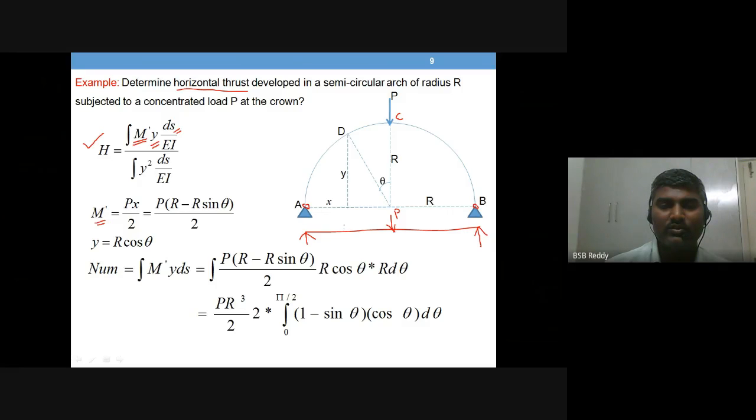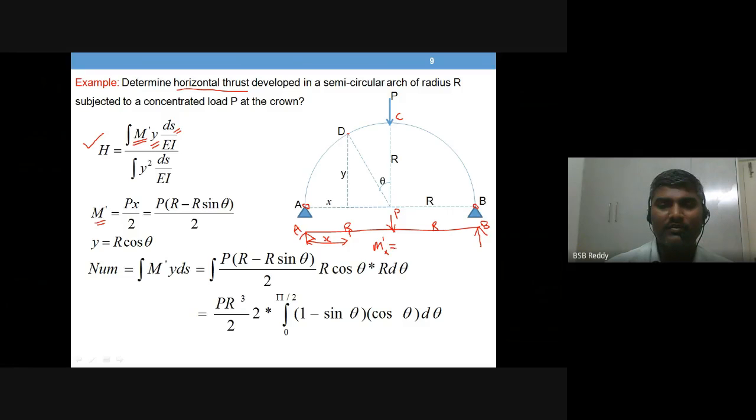Instead of the arch, this is length r after the load and length r before the load. This is now a beam with 2r span, having load P at the center of the beam. Now you take a section, which is the point of location to write Mx in the arch, hence the same location I replicate. So x is the location for writing Mx. So now you write Mx for the beam, that is nothing but M dash.